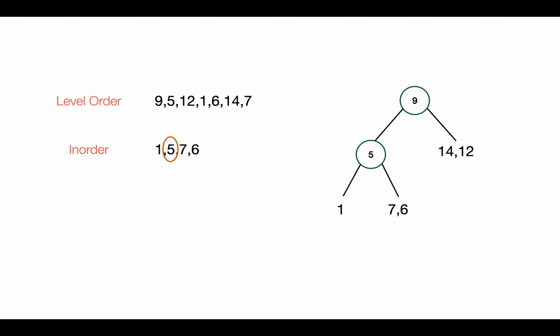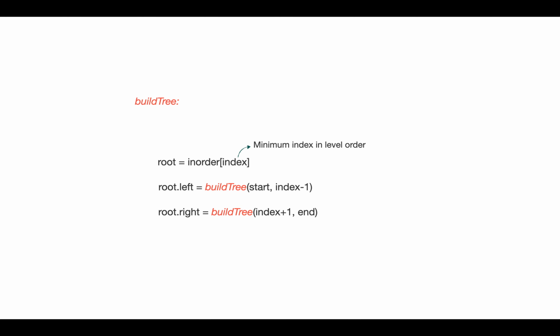So the idea here is we start with creating the root node that is present at the minimum index in level order traversal, and then we find the boundary of left and right subtrees with the help of this root index, and recursively repeat this for every node in the tree.